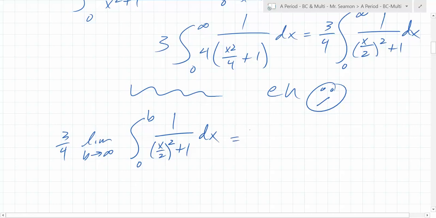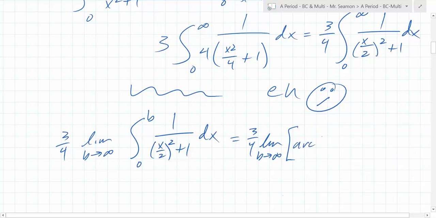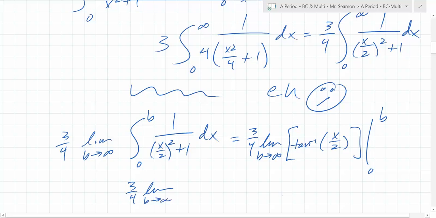So what do you end up with, though? You end up with 3/4 times the limit as b goes to infinity. And what does this evaluate to? The arctan of what? Arctan is better, I guess, but I like inverse tan. It's the same thing. Of x over 2, but you're running this from what to what? 0 to b, right? So you end up with 3/4 the limit as b goes to infinity of tan inverse of b over 2, right? Plus tan inverse of what?